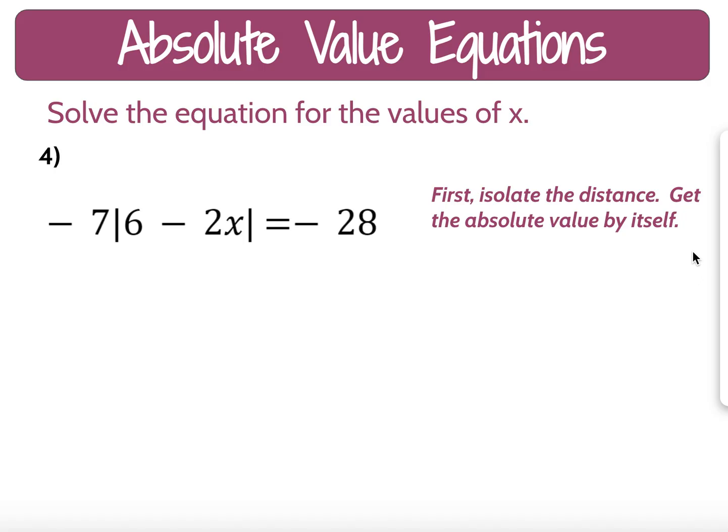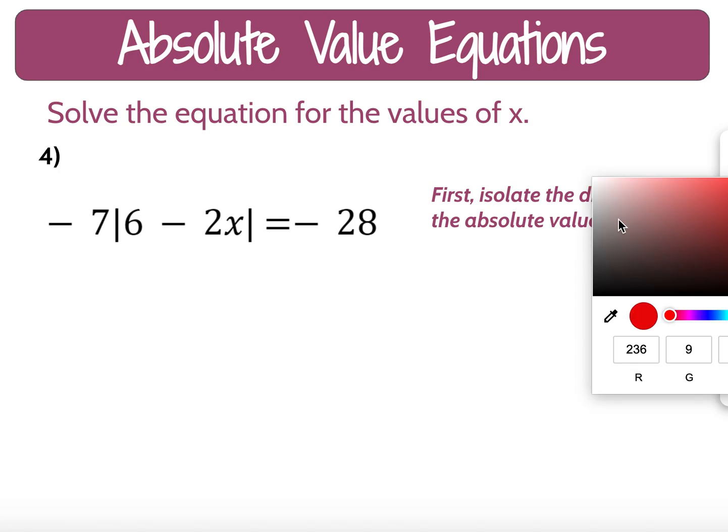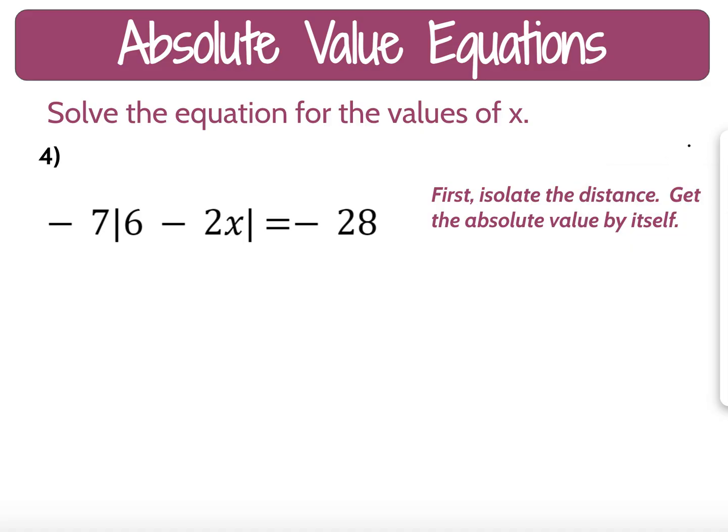Okay, on to number 4. All right, let's see what happens with this one. I'm going to first start off with getting the absolute value by itself. So I want you to try to do that with me. So drawing a line down here. Now it says right here, negative 7, and it's stuck to the absolute value bar. So I want you to think about what invisible operation is happening in here. You guessed it, it's multiplication because it's stuck to it, invisible multiply.